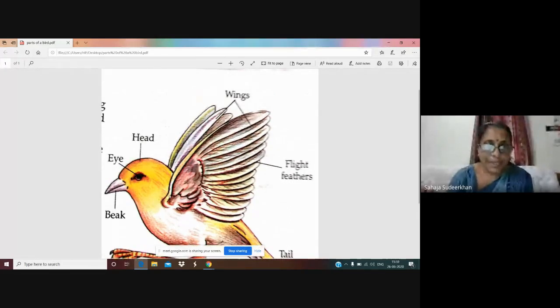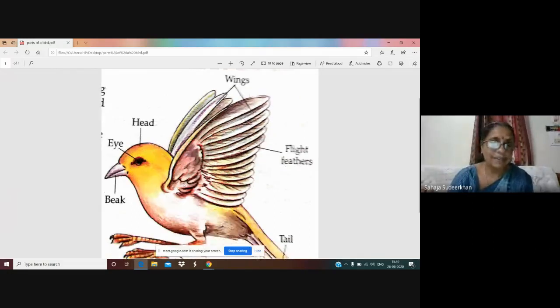See, this part is called the wing, like our arm, isn't it? There are two wings. We also have two arms, just like birds also have two wings. See, on the wings they have flight feathers. Wings help the bird to fly in the sky. So these feathers are called flight feathers. You can see the long feathers, isn't it? These are called the flight feathers.